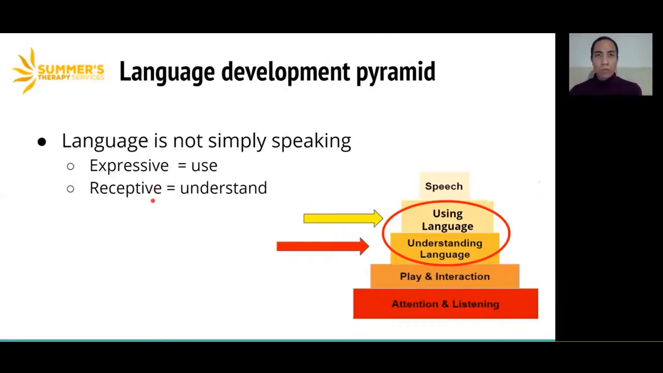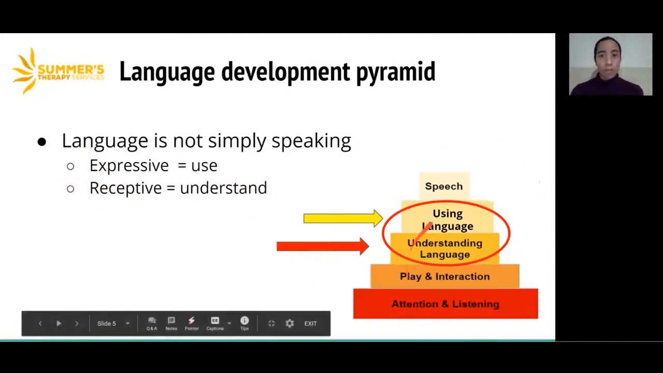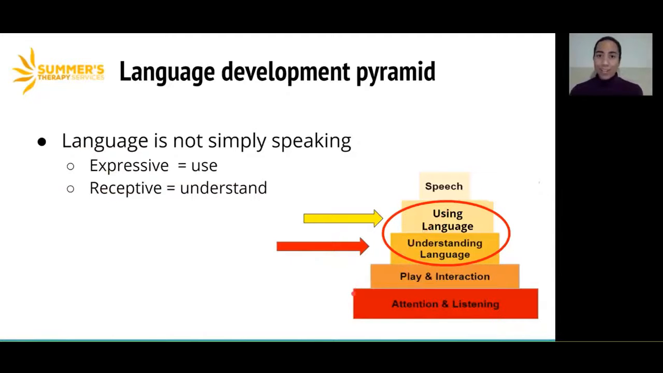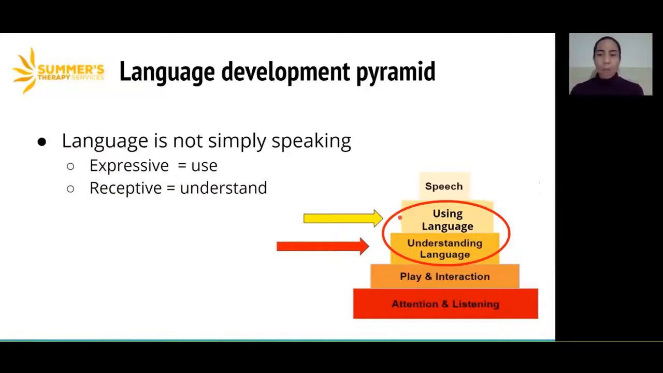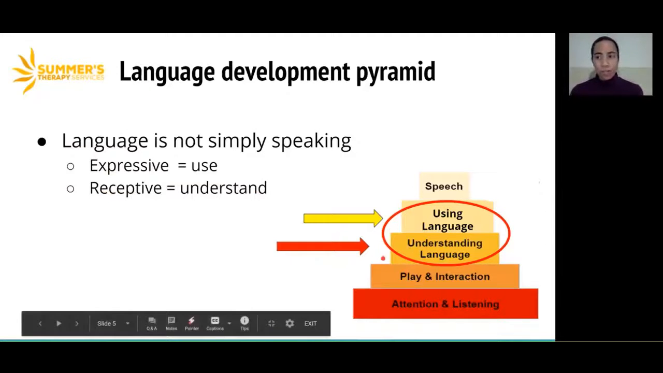Now, a lot of parents do come to me and they say, hey, my child, she's only saying this, she's only saying that, she's not saying a lot. And oftentimes we forget that language is also inclusive of the understanding part of it. So if you look at the language development pyramid here, we do have the pre-linguistic skills, which my colleague Jane went through with you yesterday. And then today what we'll be covering is language development. So not just the usage of it, but also the understanding of language.